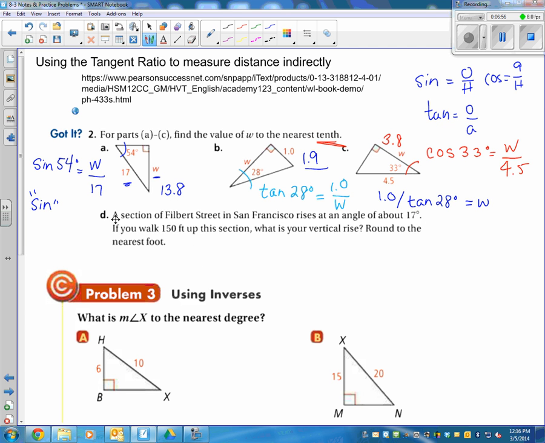Okay? Now, if we look at this word problem, we see that we're looking at a section of a street in San Francisco that's at an angle of 17 degrees. If we walk up 150 feet on this section, what is your vertical rise? So this is the street that goes this way. Here's your 17 degrees, right? And it's asking for this right here. Okay, so it says we walked 150 feet up this actual rise.